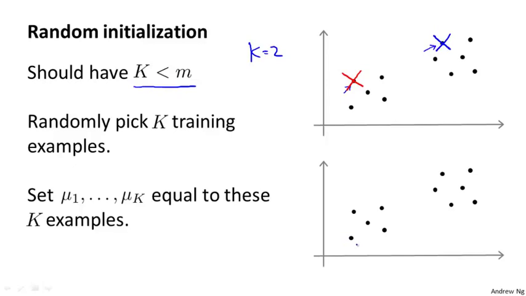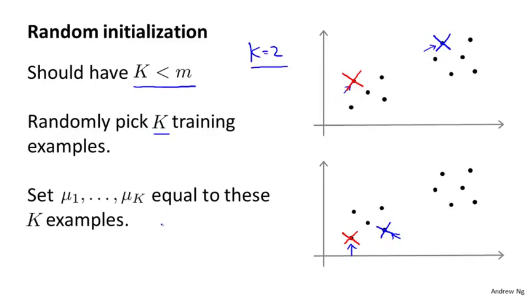Sometimes I might get less lucky, and maybe I'll end up picking that as my first randomly chosen example, and that as my second one. And here I'm picking 2 examples because k equals 2. So I'm going to randomly pick 2 training examples. And if I chose those 2, then I'll end up with maybe this as my first cluster centroid, and that as my second initial location of the cluster centroid. So that's how you can randomly initialize the cluster centroids.